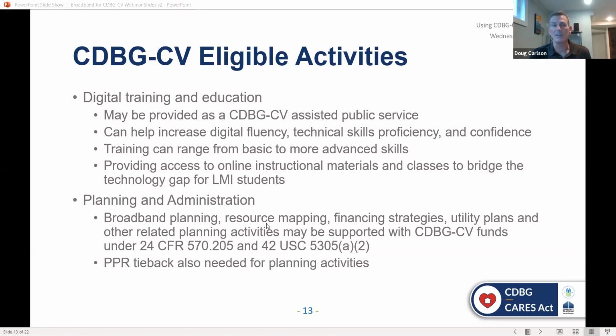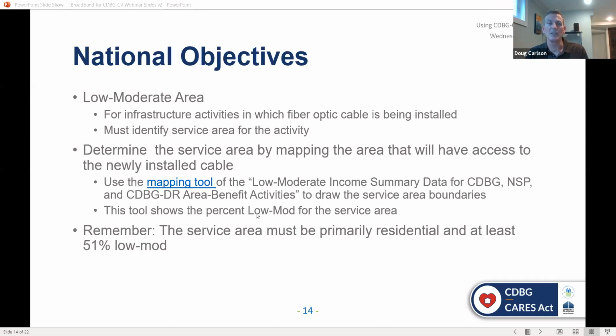So remember that if you're thinking about any kind of planning activity with CDBG-CV funds. So the next section is going to be on national objectives, but I'm going to stop and see if we have some questions. Diane is going to help us kind of categorize some of these before we get into national objectives. I know that eligibility can be an area where people have lots of questions. We're going to take a pause and see if there are any questions related to eligibility.